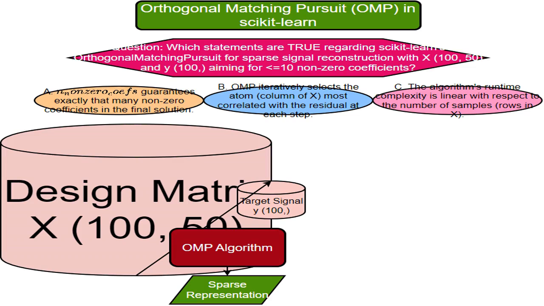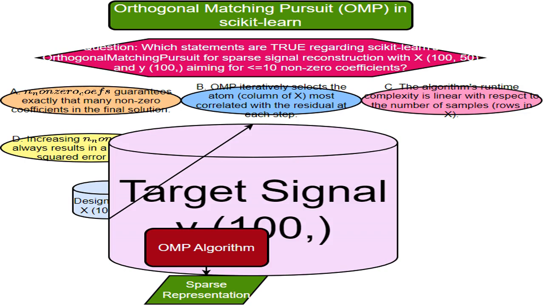This describes the input data. Imagine a spreadsheet, 100 rows and 50 columns. Each row represents a data point, and each column represents a feature. This is what OMP uses to build the model. This is what we want to predict. Think of this as a single column in a spreadsheet with 100 values. The goal of OMP is to use the design matrix to accurately predict these 100 values.